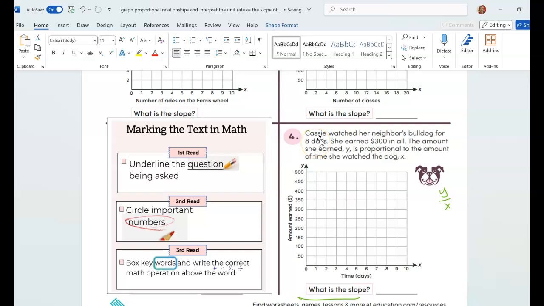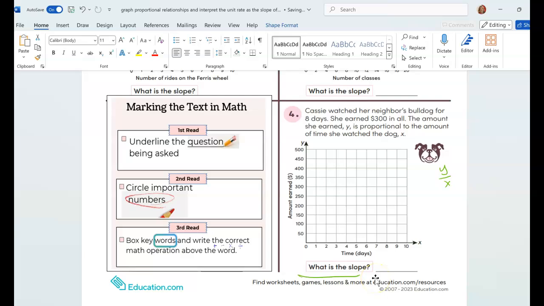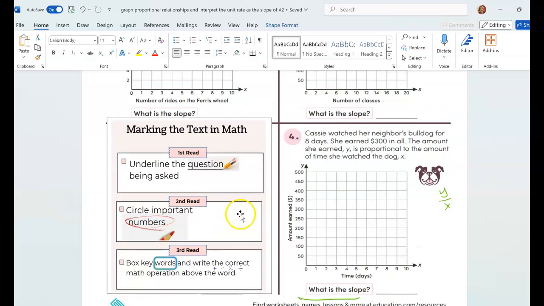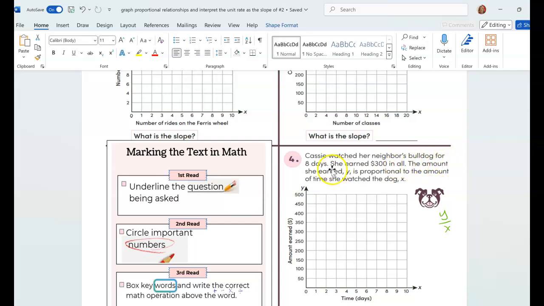Cassie watched her neighbor's bulldog, cute little guy, for 8 days. She earned $300. In all, the amount she earned, y, is proportional to the amount of time she watched the dog. So that was the first read. We already read underline the question. Let's go through and circle important numbers. Second read. Cassie watched her neighbor's bulldog for 8 days. She earned $300 in all. The amount she earned, y, is proportional to the amount of time she watched the dog, x.